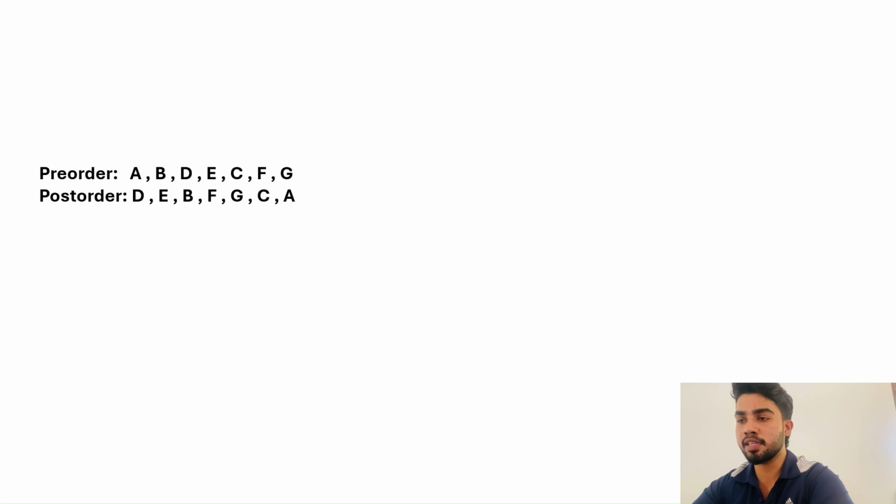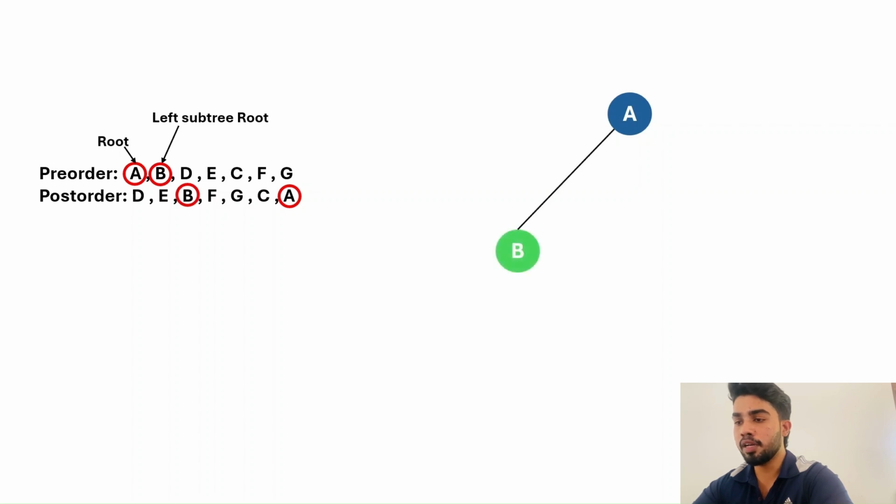Now you can see there are pre-order and post-order traversals. We use this example to construct a tree step by step. In pre-order traversal, the first element is always the root. So here the root becomes A. Now the element after the root in pre-order is the root of the left subtree. Here that's B. Now in post-order, nodes are visited left, right, and root.